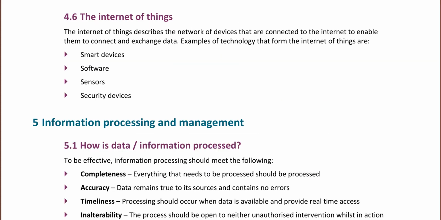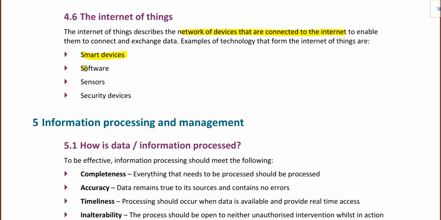Okay, this last little bit we've got in this section is looking at the Internet of Things. Now, the Internet of Things is the network of devices that are connected to the Internet. All of these devices can connect to each other via the Internet and they can exchange data amongst themselves as well. So we've got some examples of technology that form the Internet of Things. The first one we've got there is smart devices. Now this could be things like smart electricity meters or fitness trackers or radio frequency identification tags.